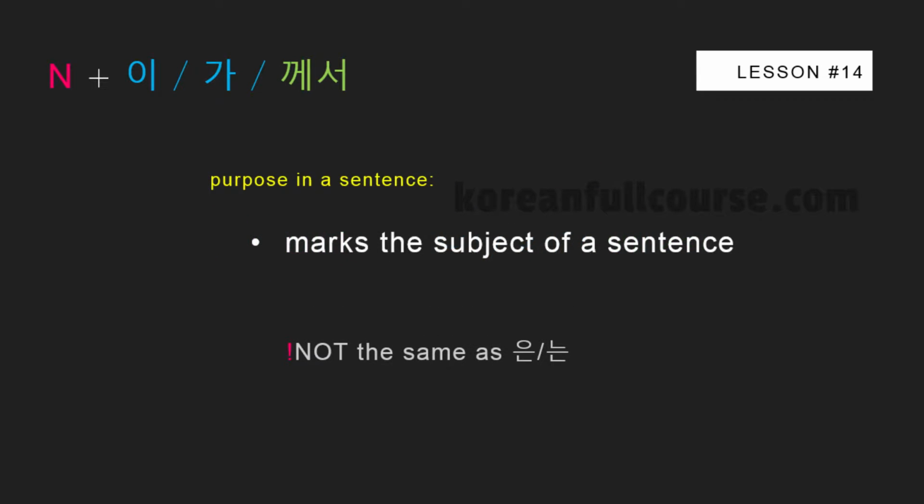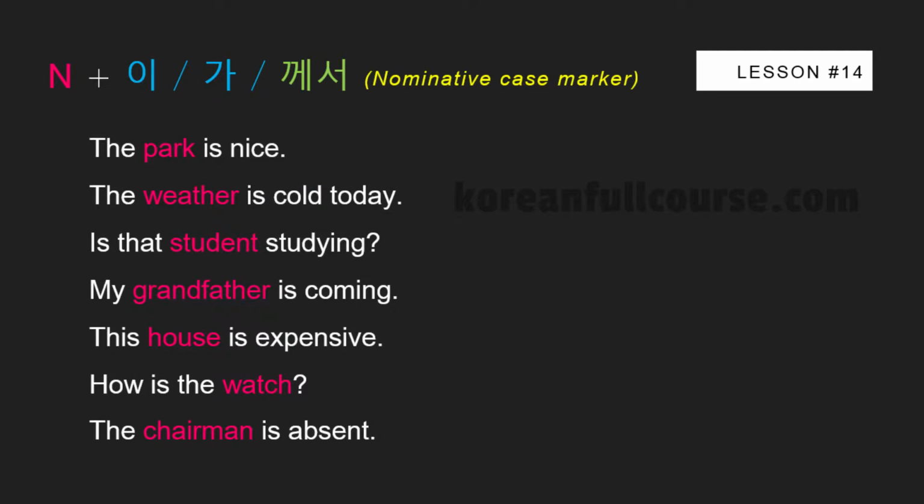What is its purpose in a sentence? 이/가 marks the subject of a sentence and it shouldn't be confused with the 는 particle, because 이/가 and 는 have two completely different purposes. We'll talk about the differences between them later in this lesson. Take a look at these sentences. You can pause the video and read them.